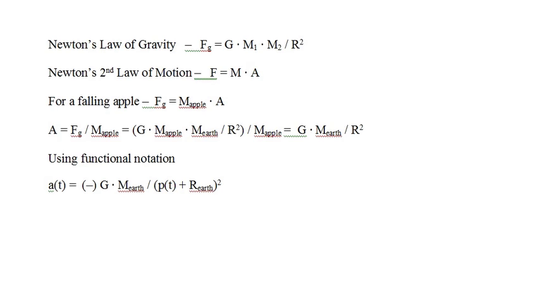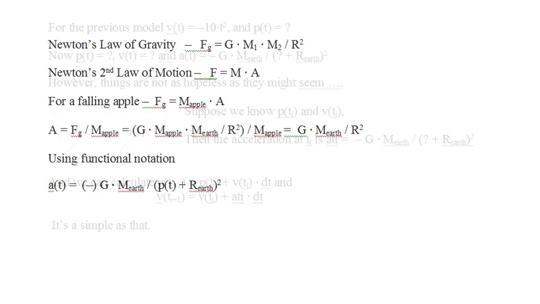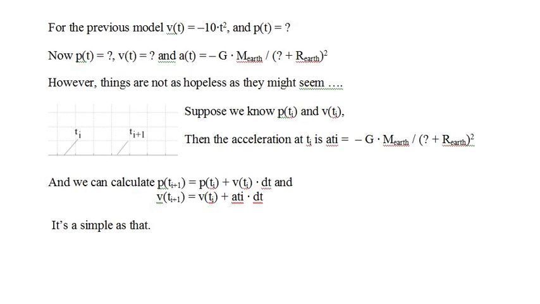Let's compare Newton's model to our previous model, which assumed gravity was constant. Before, we had an explicit expression for the velocity of the apple as it falls, and our job was to estimate the unknown position function. With Newton's model, the position function is unknown, the velocity function is also unknown, and we have a formula for the acceleration function, but it contains the unknown function p of t on the right-hand side of the equal sign. However, things aren't as hopeless as they seem.